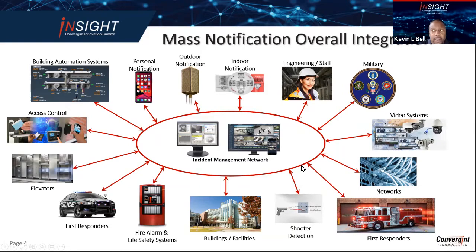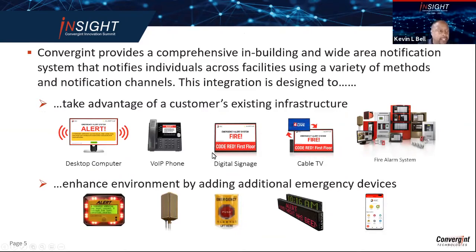So what we do here is we take all of your existing assets. So for instance, your infrastructure, you have desktop computers, laptop computers, you have VoIP phones. Most people are switching over to VoIP phones. Digital signage throughout the corridors, break rooms, gymnasiums. Some college campuses or municipalities have cable TV stations, and you either will have a voice evacuation fire alarm system if you have one, or a horn strobe system. So that's your existing infrastructure.